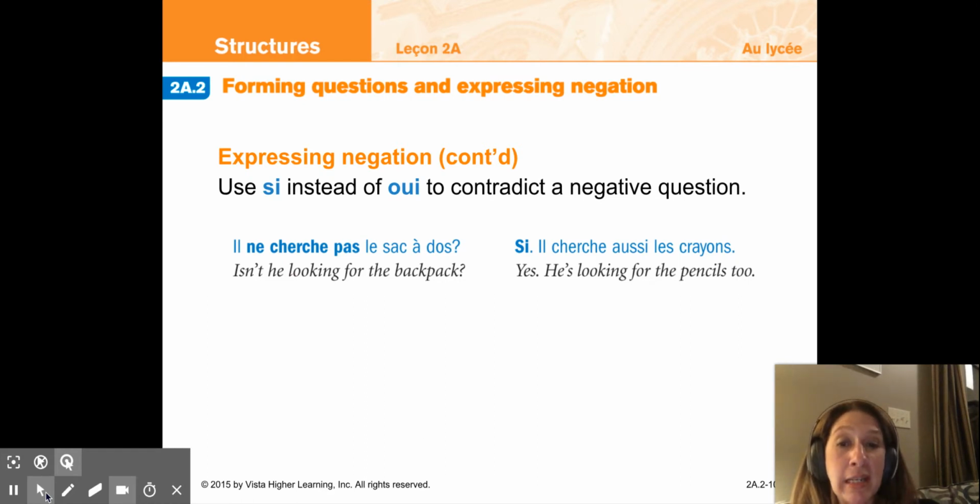So in that case, it can be confusing in English when we can say, Isn't he looking for the backpack? Yes. Well, yes, he's not looking for the backpack, or yes, he is looking for the backpack. Si means yes, he is looking for the backpack, and he's also looking for the pencils. So it's yes to a no question. So I could say, Il n'aime pas la classe de français. Si, il adore la classe de français. He doesn't like French class. Yes, he loves French class. Okay, so it's yes to a no question.